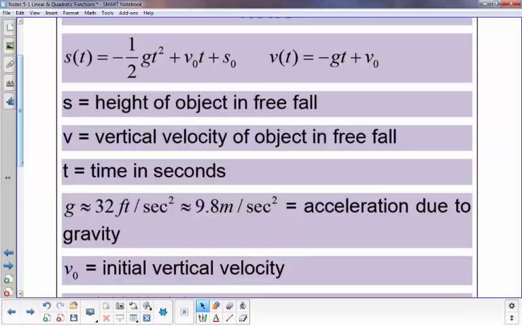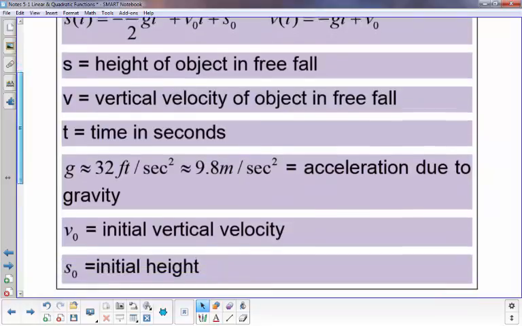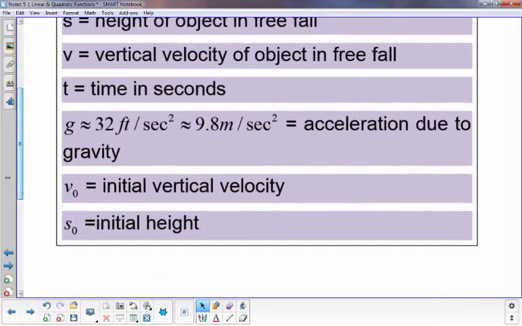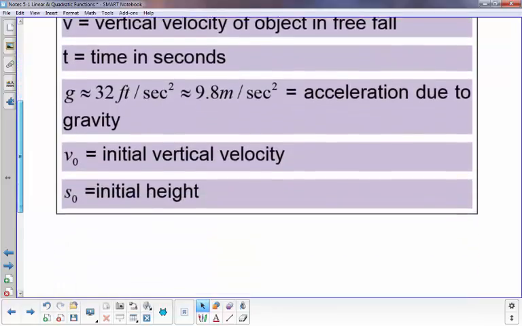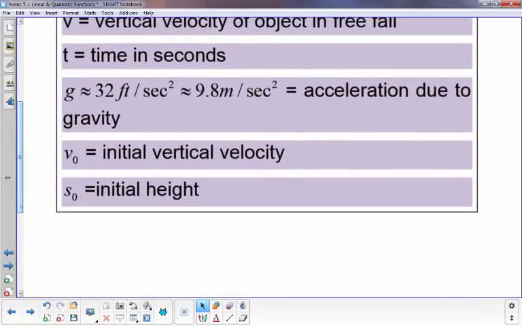Now g is roughly 32 feet per second squared if we're dealing in feet, or 9.8 meters per second squared if we're dealing in meters, the metric unit. So it depends on what we're doing. If we want to do it in feet, use 32. If we want to do it in meters, use 9.8. v of 0 again is our initial velocity, and s of 0 is our initial height. So how far off the ground are we, or are we in a ditch, or whatever? All right. Hopefully that explains it. So again, s is the height of the object, and v is the velocity of the object at any given moment. That's what the two functions represent.